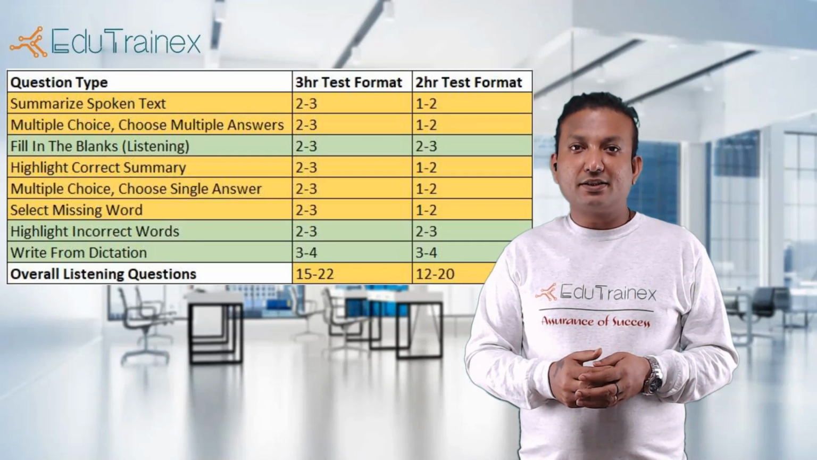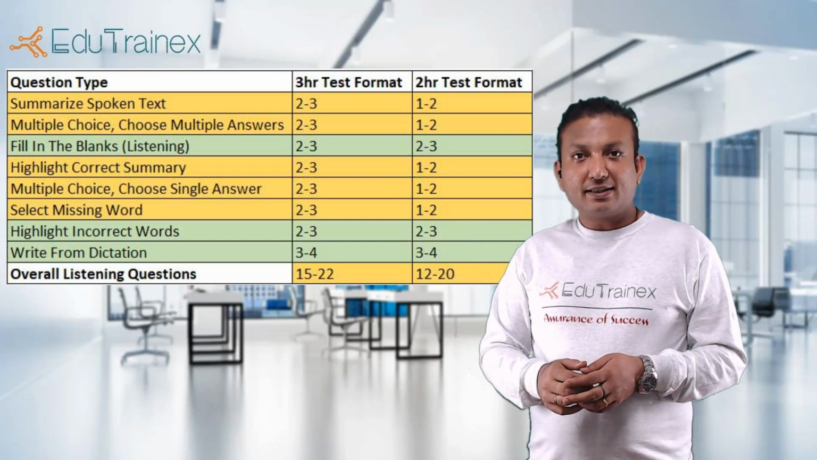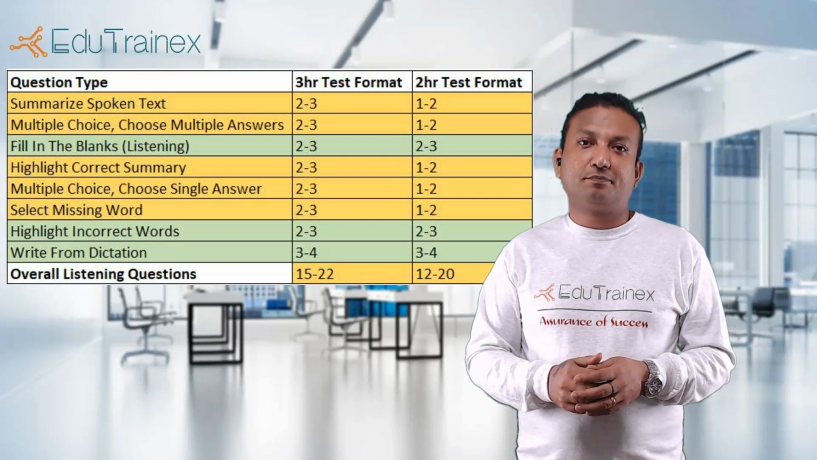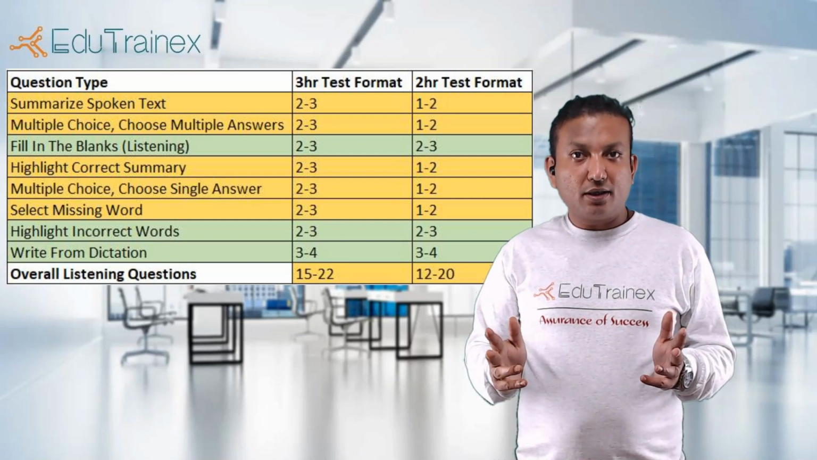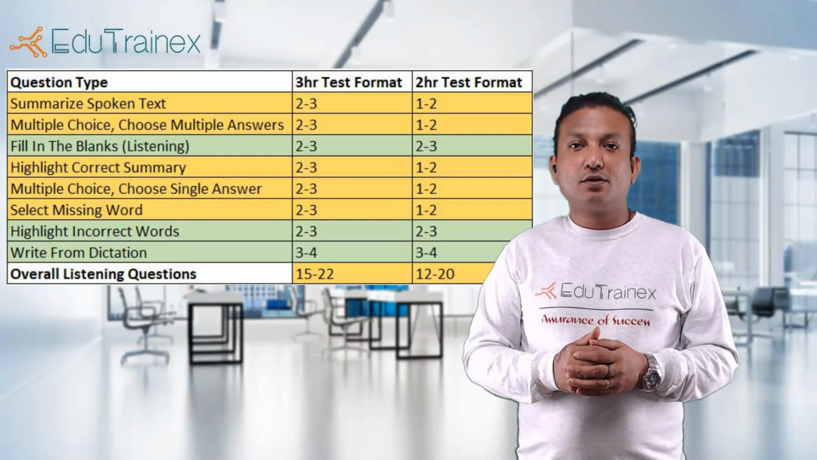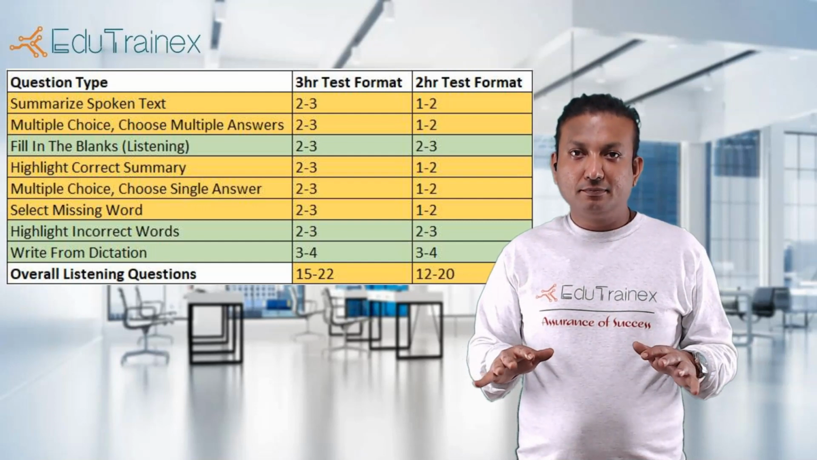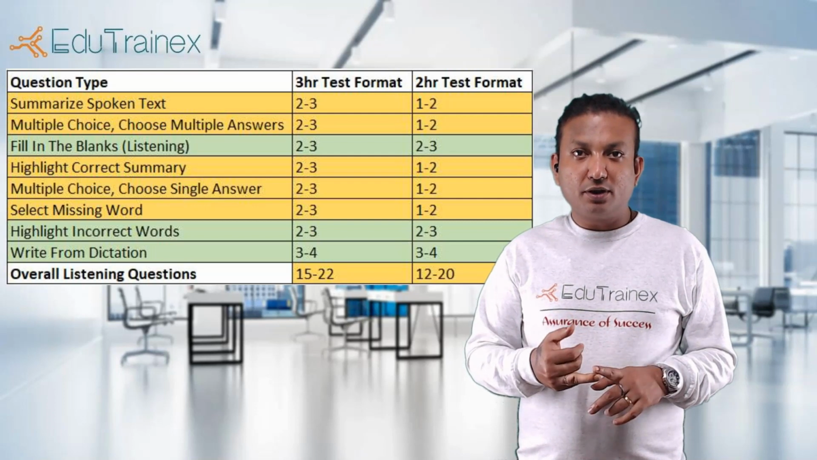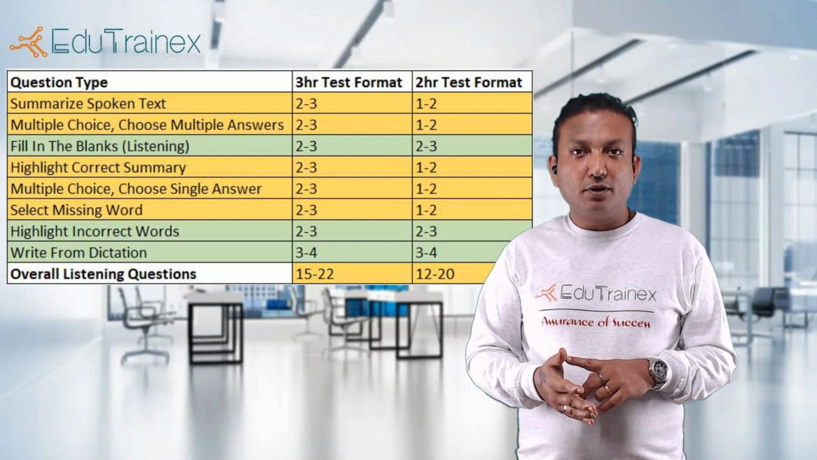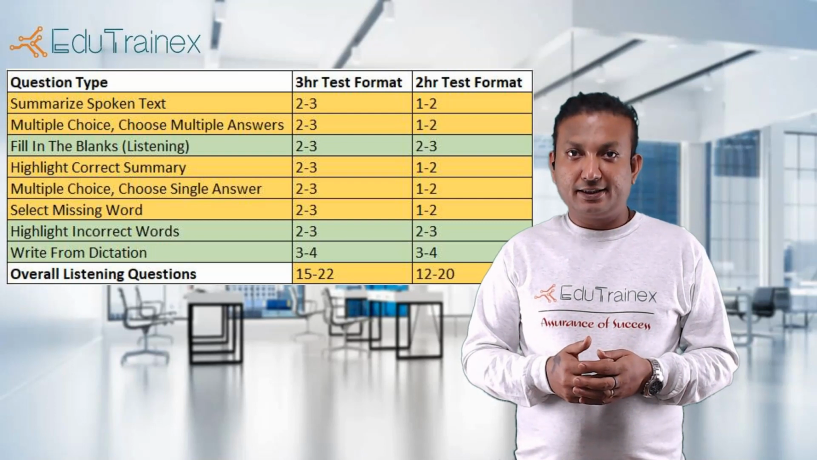Stepping ahead to the final section, which is listening. As you can see again on the screen, except 3 of the questions, all the remaining 5 of them have been reduced slightly, taking the overall question count from 15 to 22 to 12 to 20 questions only. So fill in the blanks, highlight correct summary, and write from dictation remain the same. And summarize spoken text, multiple choice, single and multiple answers, highlight correct summary, and select missing word, all of them have been reduced by around 1 to 2 questions each.